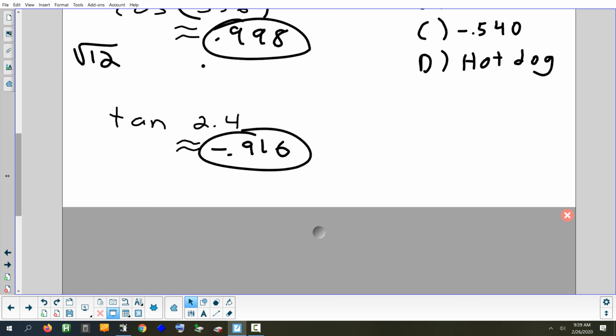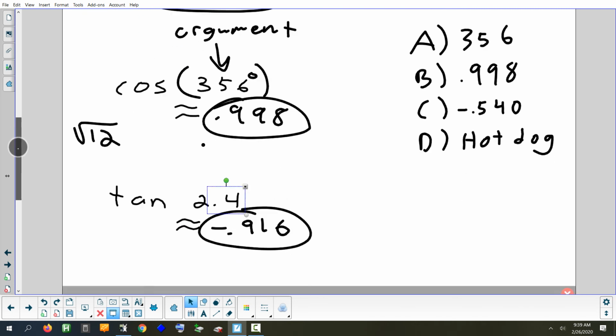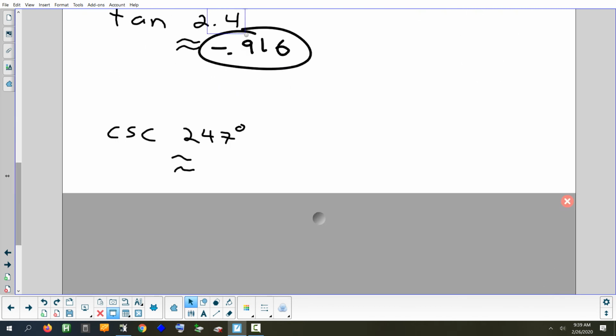Yeah, you could change this to degrees by hand if you had to, right? So if your calculator doesn't have radians on it, you could change this to degrees manually and then type it in that way. That's more work. If your calculator has a radian button, I would just use that. But if it didn't, you could change to degrees by hand and use your calculator. All right, so we did sine, we did cosine, we did tangent.